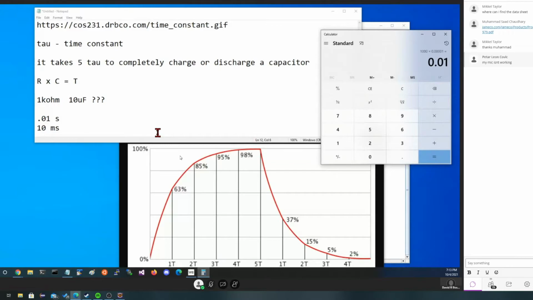Well, we wanted to go down to 1.5 volts from 10 volts. So if we envision 10 volts being here, we'd be down to 3.7 here. We'd be down to 1.5 here, which is the number we want. So it takes 2 time constants. 2 times 0.01 is 0.02. So it would take 20 milliseconds.